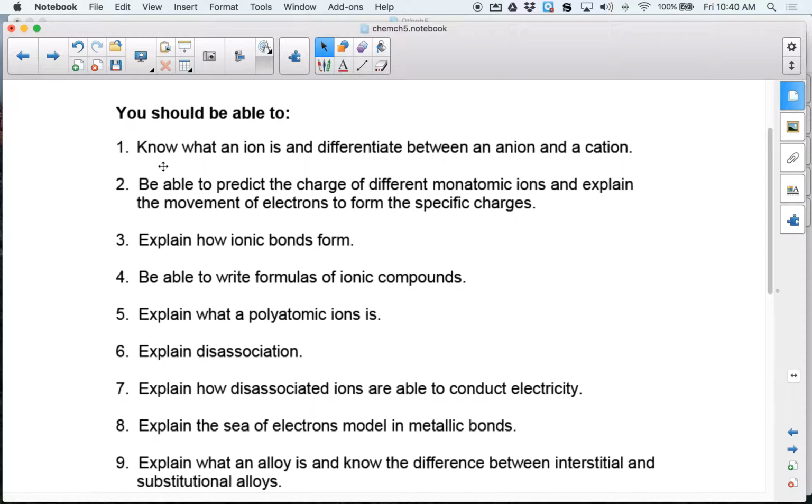All right. Number 2 says be able to predict the charge of different monatomic ions and explain the movement of electrons to form specific charges. So there's a lot of words here, but this isn't as hard as it sounds. Basically, I'm going to say, hey, what charge would we expect oxygen to have? And so we look on our periodic tables and we go, okay, these should be all -2, right? Okay, I get it.